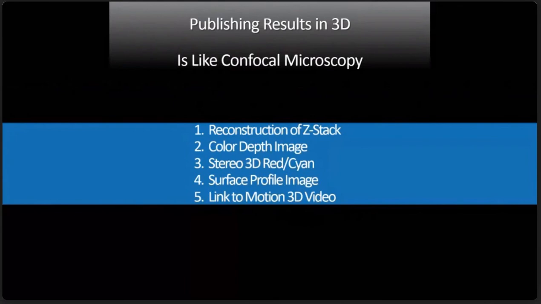You publish a reconstruction of the Z-stack, but you can also, in our system, quickly publish a color depth image. You can publish a stereo red-green or red-cyan image. And these glasses are very inexpensive. They're pennies a piece, so you can show them at a conference, for example. Hopefully that will happen again soon, next year, I'm hoping. You can do a surface profile image, and you can make a link to a 3D motion video.